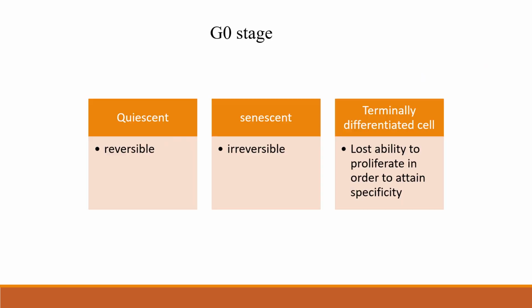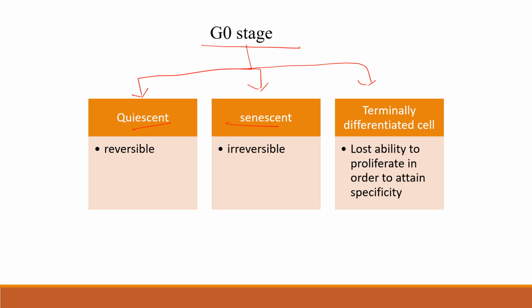So if a cell is ready to divide, then only it would enter the mitosis phase. But if the cell is not ready to divide, it will enter the phase called G0 stage. What is this G0 stage? In this G0 stage, mainly there are three types of stages. First is quiescent stage, second is senescent phase, and third is terminally differentiated cells. Mainly there are two stages only, quiescent and senescent, right?